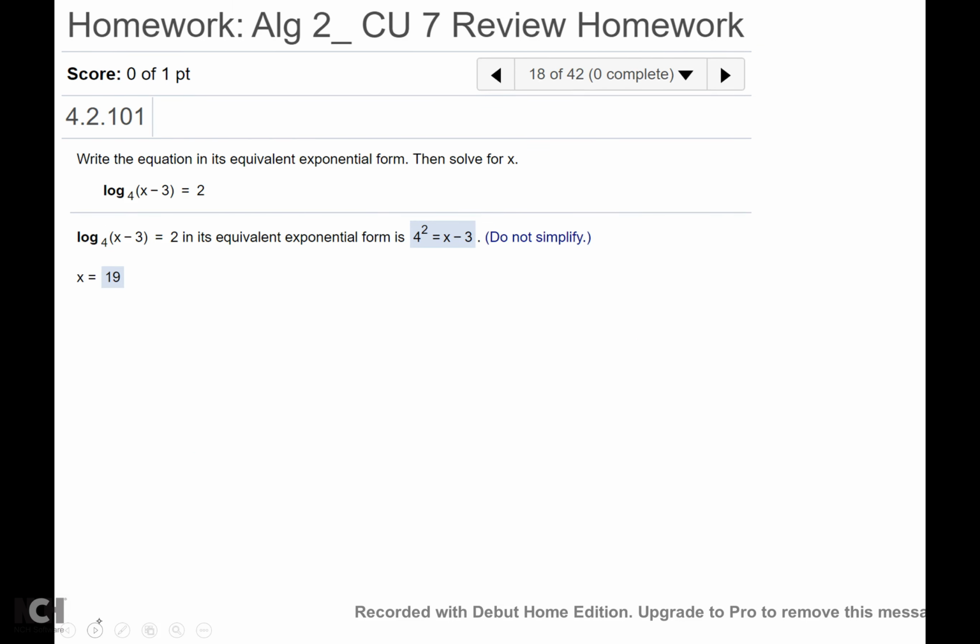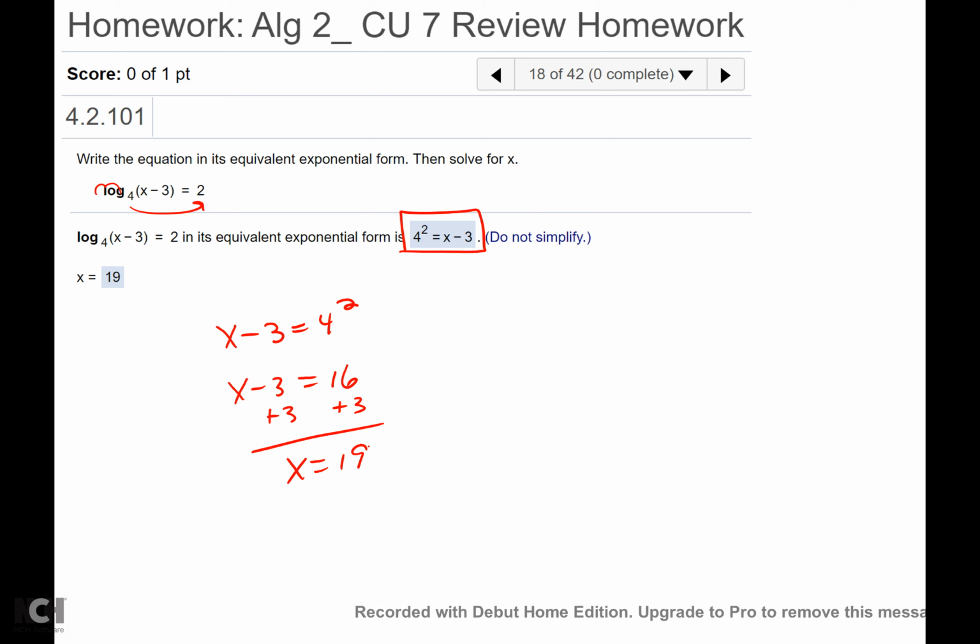Write the equation in its equivalent exponential form and then solve for x. To write it in exponential form means roll the log and move the bug. When the log rolls over, the bug squirts over, so I have x minus 3 equals 4 squared. And they put it that way, but it's the same thing. Okay? And now to solve it, I have x minus 3 equals 16, add 3, and x equals 19.